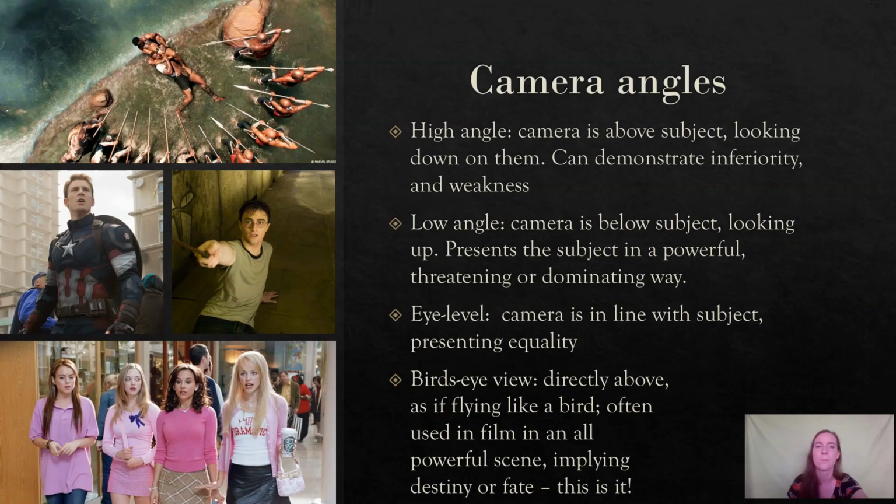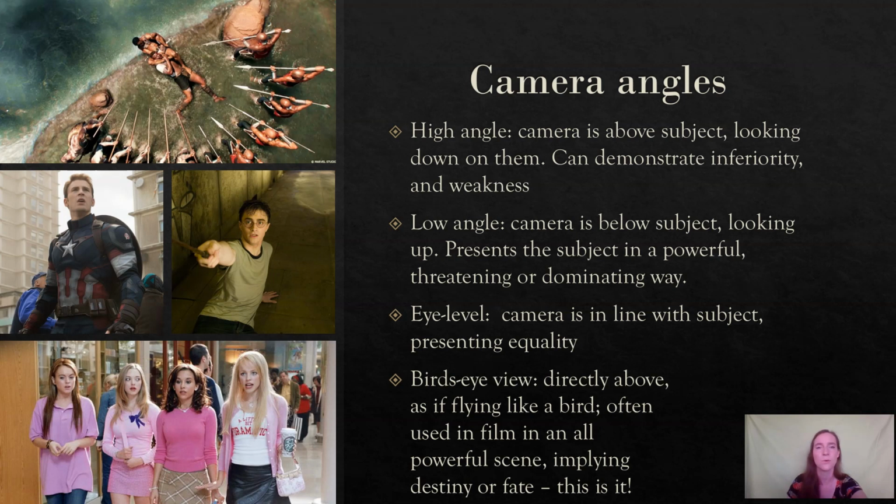We've then got camera angles, and there's four main types of those as well. We've got the high angle, the low angle, eye level, and bird's eye view. The high angle, as you can see in Harry Potter, is where the camera is positioned above the subject, looking down on them. It demonstrates inferiority and weakness in the subject.